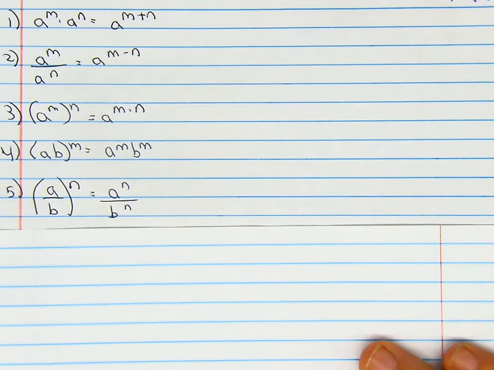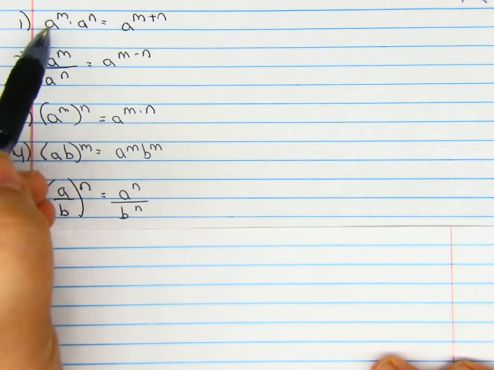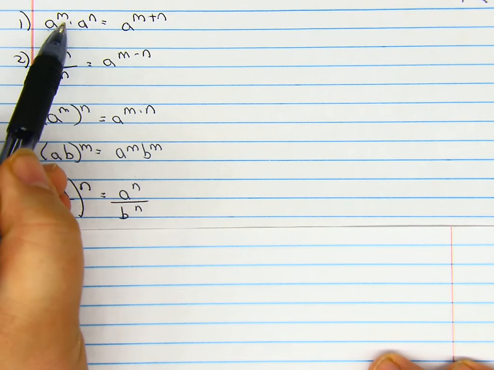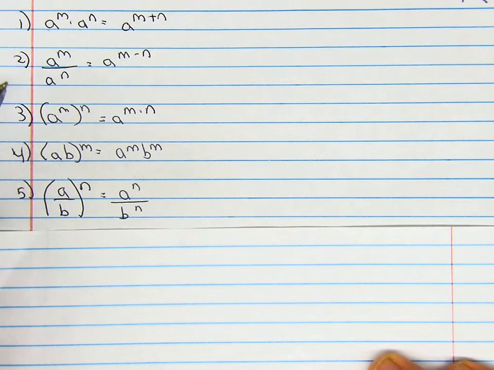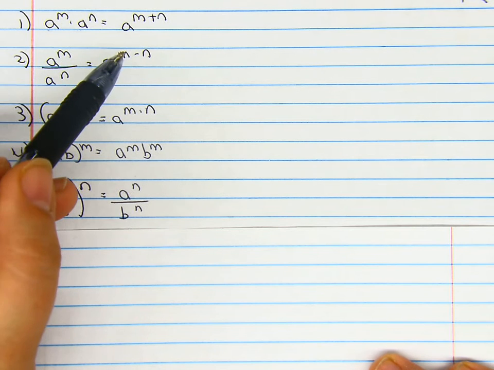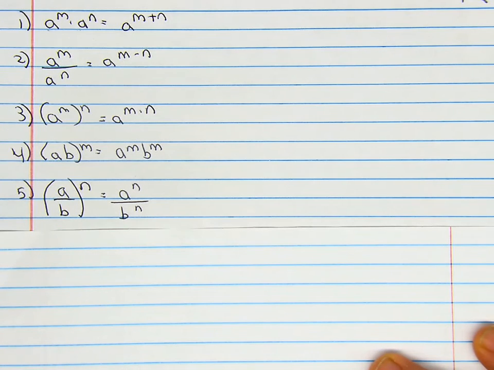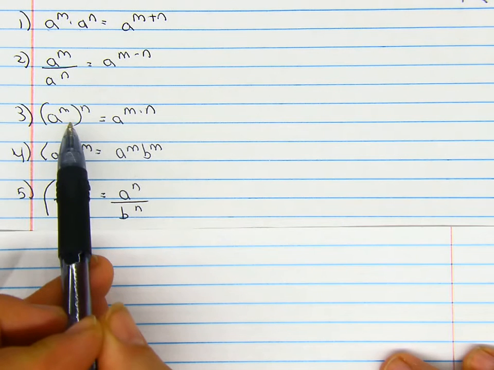These are our 5 basic laws. When you multiply and have the same base, you add the exponents. When you divide and have the same base, you subtract the exponents. At this point, this should be kind of review. This is not an introduction to laws of exponents, but we're looking at the rational component. So this is just a quick review.